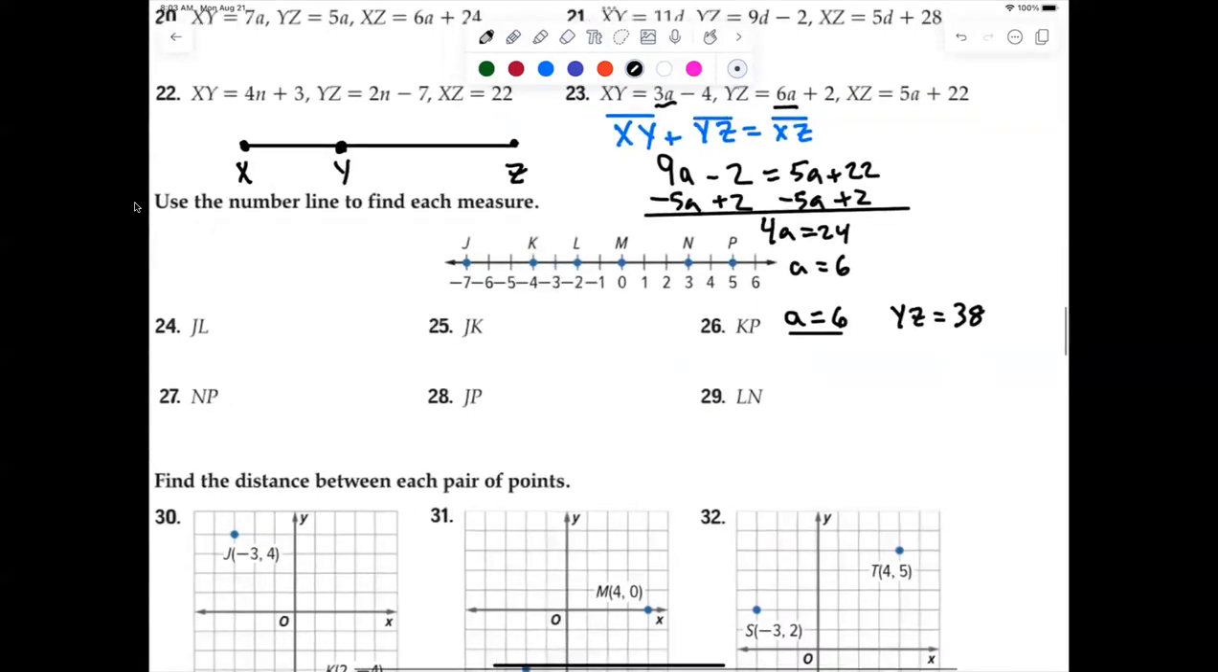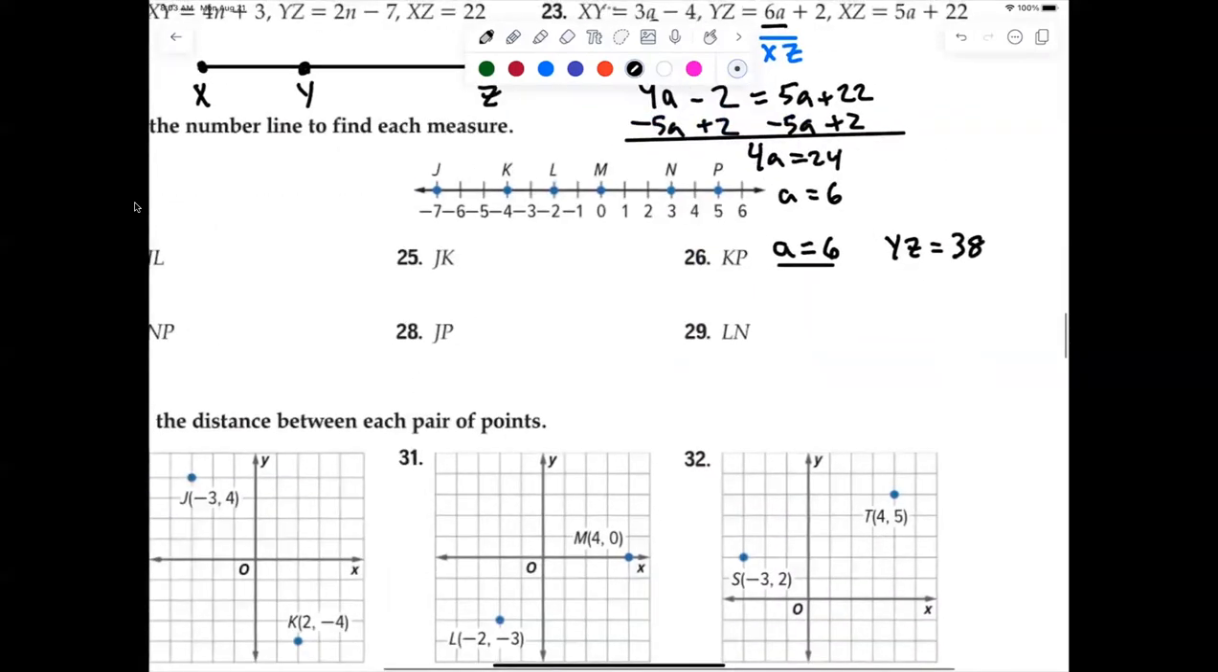All right, so let's just look at 29. What is LN? How much is LN?